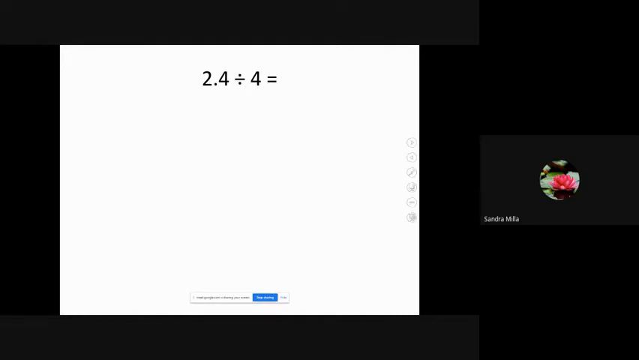What we need to remember is that when we are looking at this, your dividend is your first number, which is going to be giving you your total amount. Your divisor is going to be giving you your number of groups. And when you get your quotient, which is your answer, it is going to be giving you the number in each group.